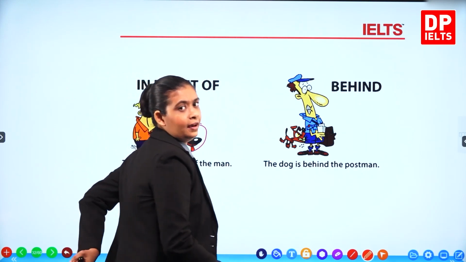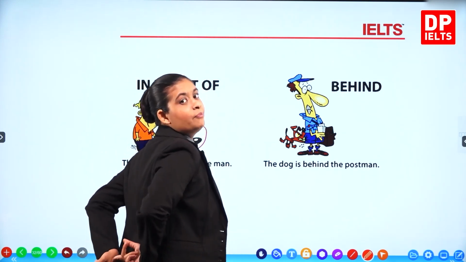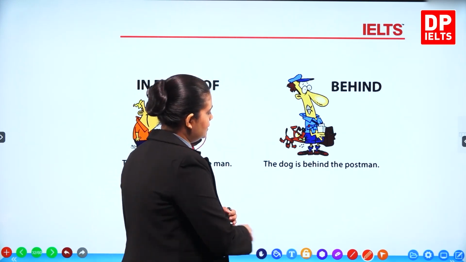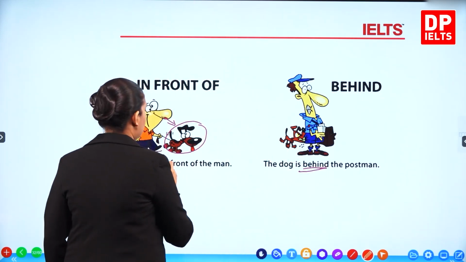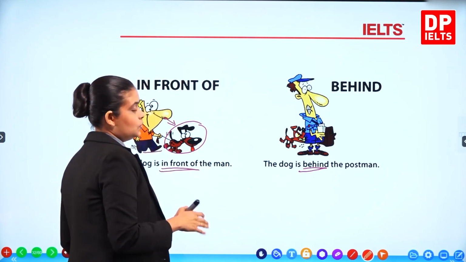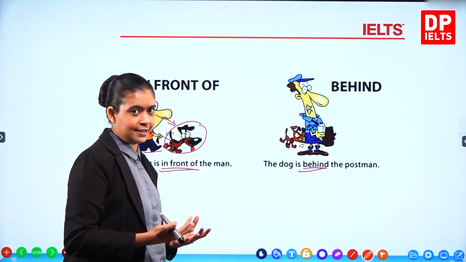If my dog is here, the dog is behind me. So now you can see the dog is behind the postman, in front of the man. So those words go together. Let's say it again.